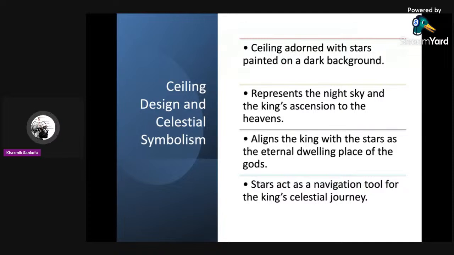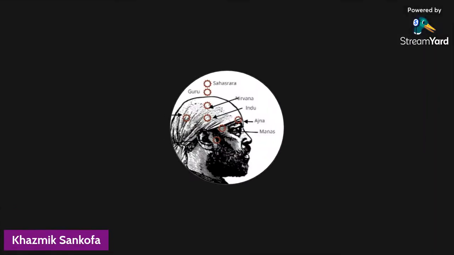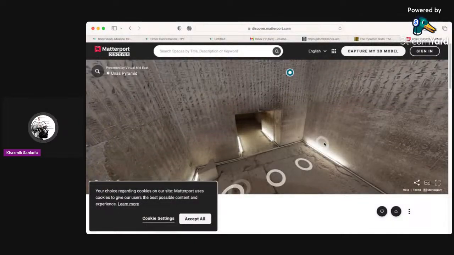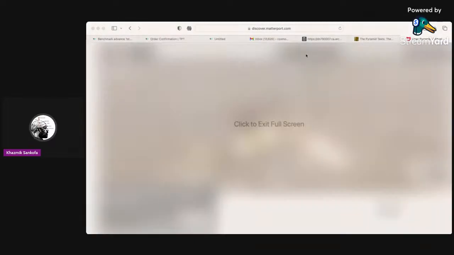So we saw that the ceiling is made up of stars, and stars represented enlightened beings in ancient Kemet, right? And then it aligns the king, or the initiate, with the stars as the eternal dwelling place of the gods. And then also the stars acted as navigation tools for the king's celestial journey. So let's go ahead and look at that pyramid again so you can see what it was talking about. When it said the ceiling was aligned with stars, that's what it's talking about.